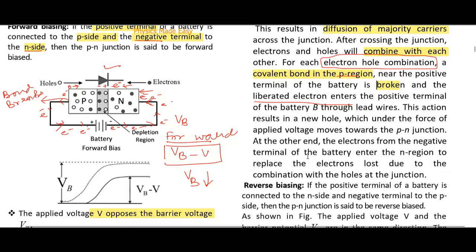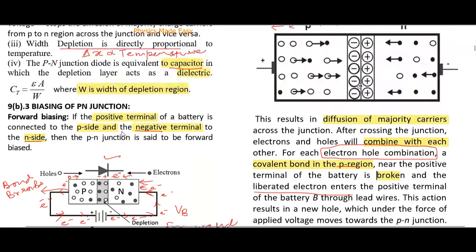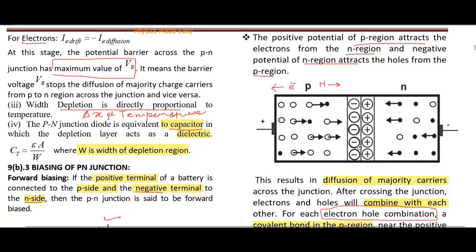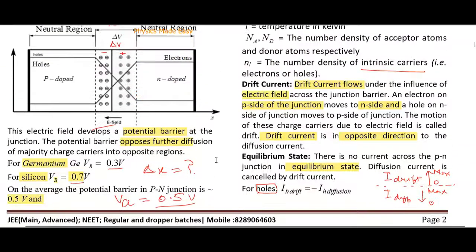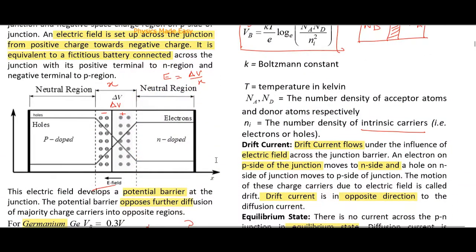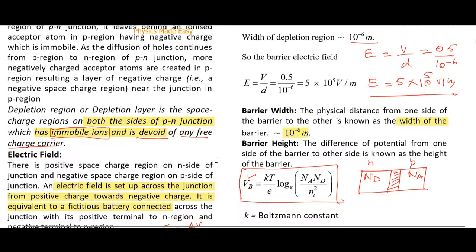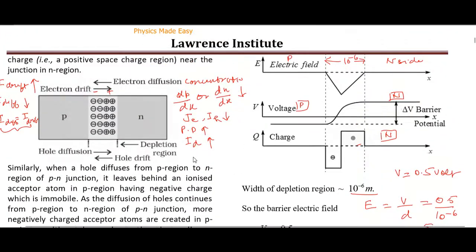In this way, in forward biasing, barrier voltage decreases, current increases. Current is due to the majority charge carriers. These are the main points. And before that, I have just this line. This question has been asked in examination. Depletion region is directly proportional to temperature. In equilibrium position, diffusion current is equal to the drift current. Drift current takes place under the influence of electric field or potential difference, and diffusion current takes place under the influence of concentration gradient.